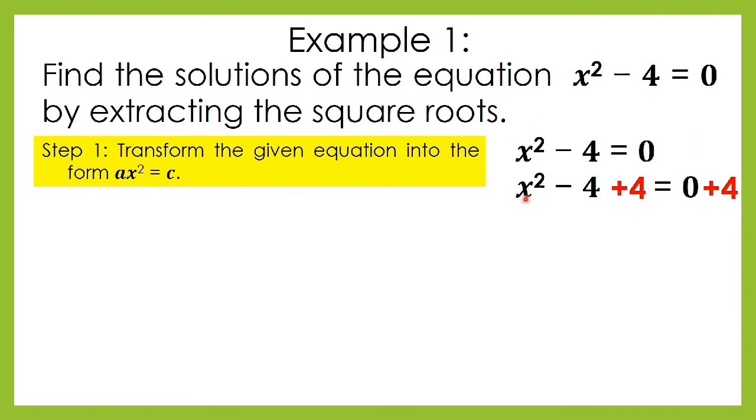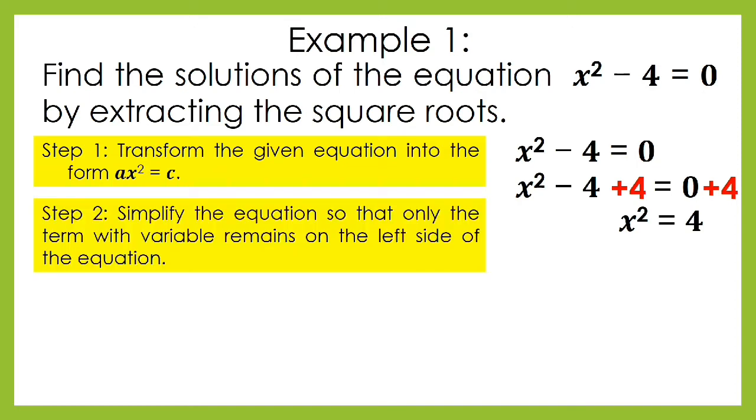Ang maiiwan na lang ay si x squared. 0 plus 4 is 4. We now have x squared equals 4. This is in the form of ax squared equals c. Let's have step 2. Simplify the equation so that the only term with variable remains on the left side of the equation. So, ang step 2 natin ay i-skip na natin dahil ang nasa left side na ay yung merong variable. Ang nasa right side ay yung constant.